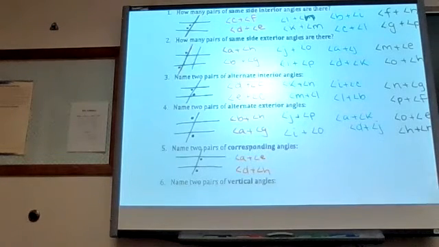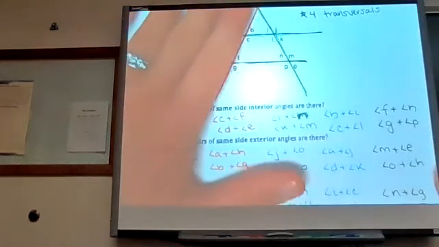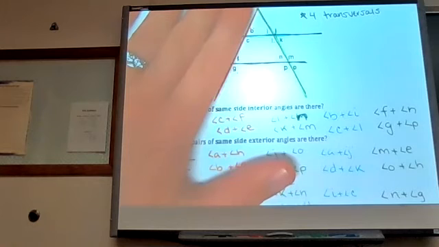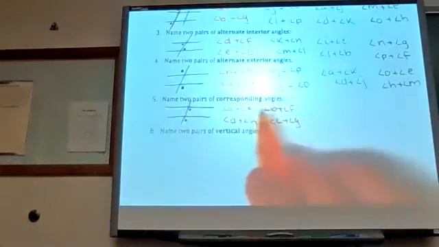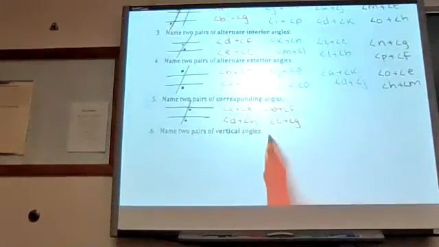On the other side of the transversal, which also has corresponding angles, what would be a corresponding angle pair on this side? B and F, and C and G. Good. So that orange transversal has 4 corresponding angle pairs that relate to it.